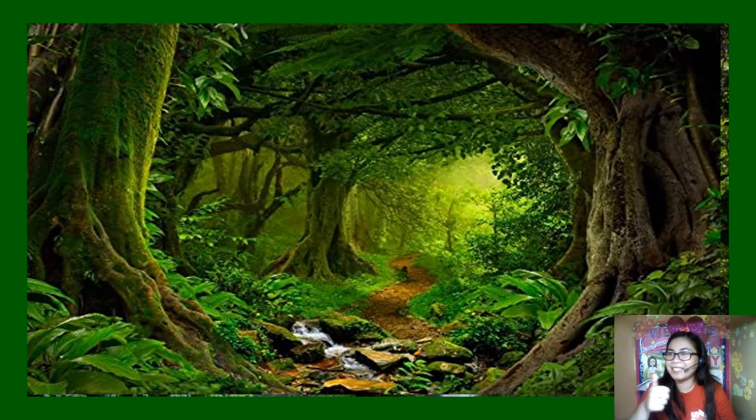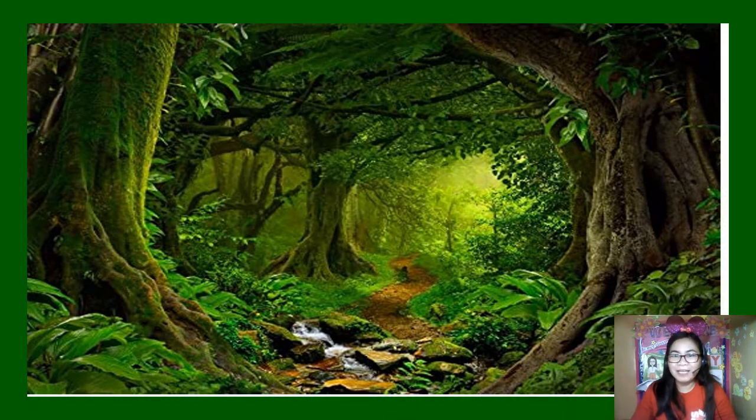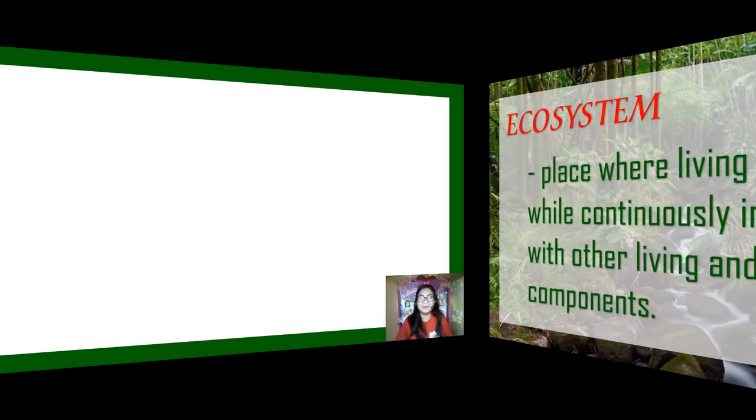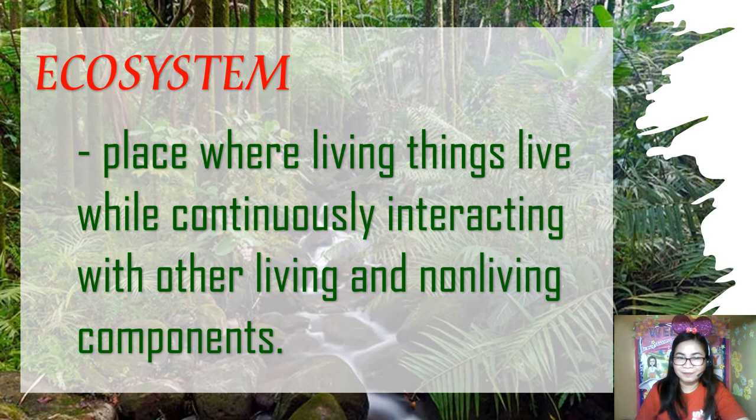This looks so cool. Now, my dear, let us define first what is an ecosystem. Ecosystem is a place where living things live continuously, interacting with other living and non-living components. And you know what? The part of the ecosystem where the living things, including us, live is called the habitat.